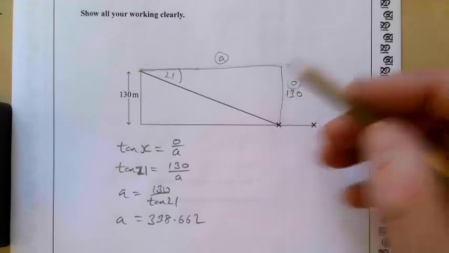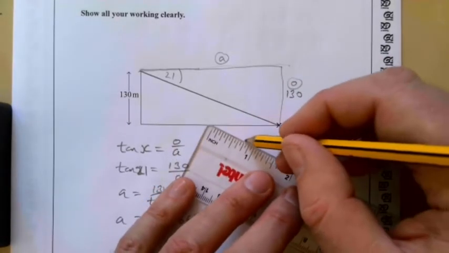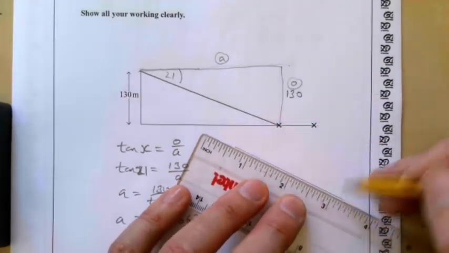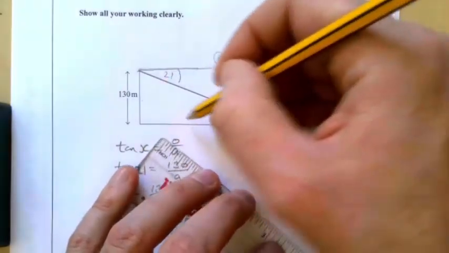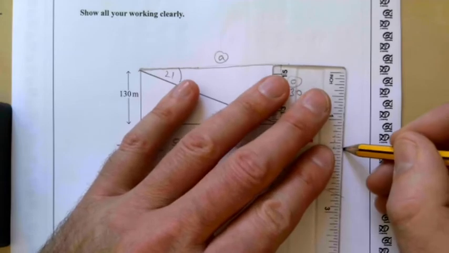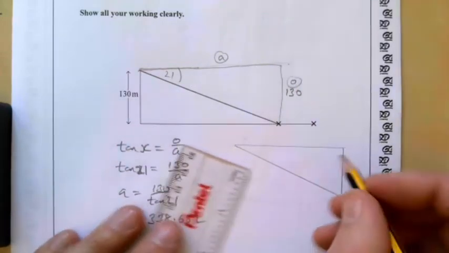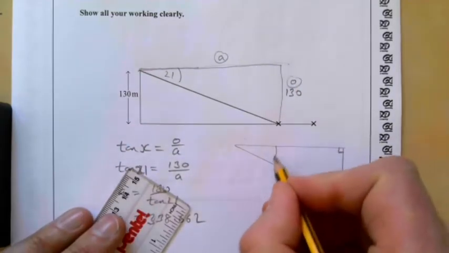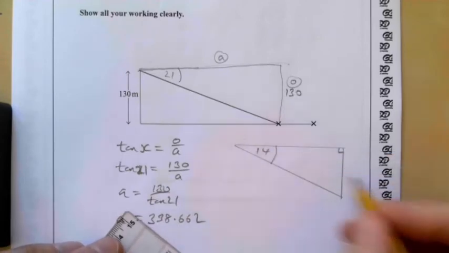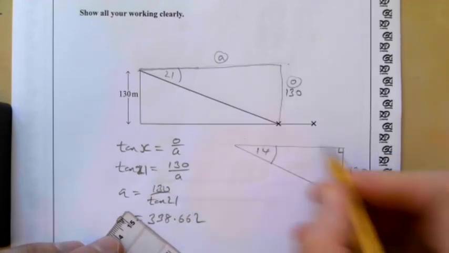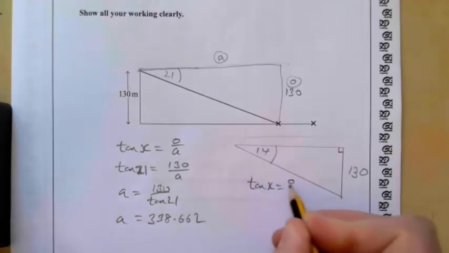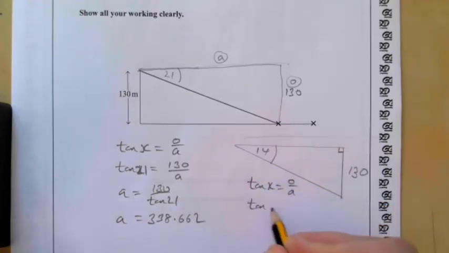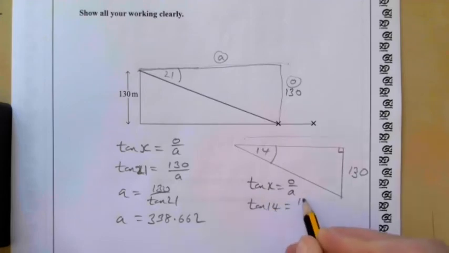I would be tempted to draw the thing out again, just so we can see exactly what triangle we're dealing with. So this distance is going to be a bit longer. The other way is that you can obviously take this triangle here, and annoyingly in this case it actually makes working out the trig function slightly easier, but that's okay. This one's going to be 14 degrees. That's 130, and again we're trying to find this distance here. So tan x is O over A. Tan 14 = 130 over A.